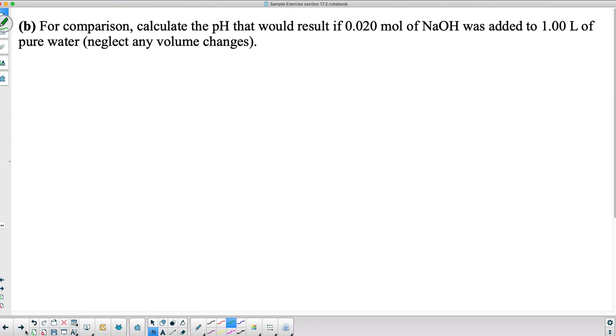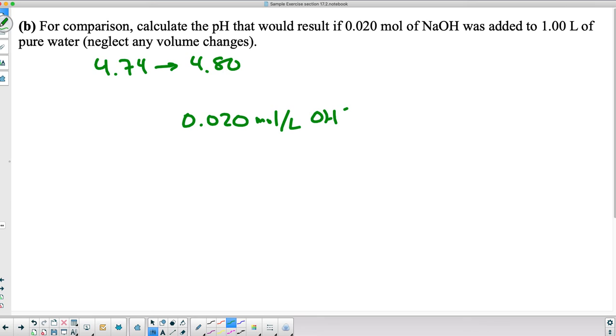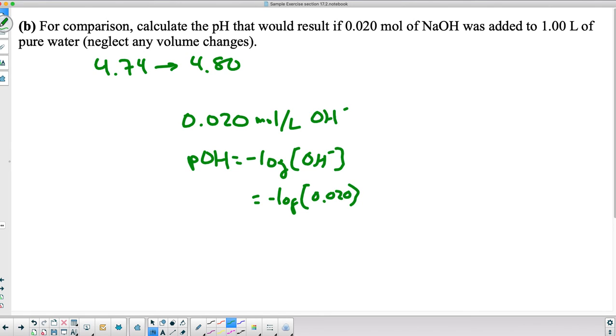Now take a look at the next part here. This is very simple. It says for comparison. Now remember, we went from 4.74 to 4.80 as our change of pH. What would it be if I just had a concentration of this number of moles per 1 liter of NaOH? So what would that be? Well, let's find the pOH, because I think that's a little bit easier to find first. So this is the concentration of the OH. pOH equals the negative log of the concentration of the OH. So that just means that I take the negative log of the 0.02 like this.